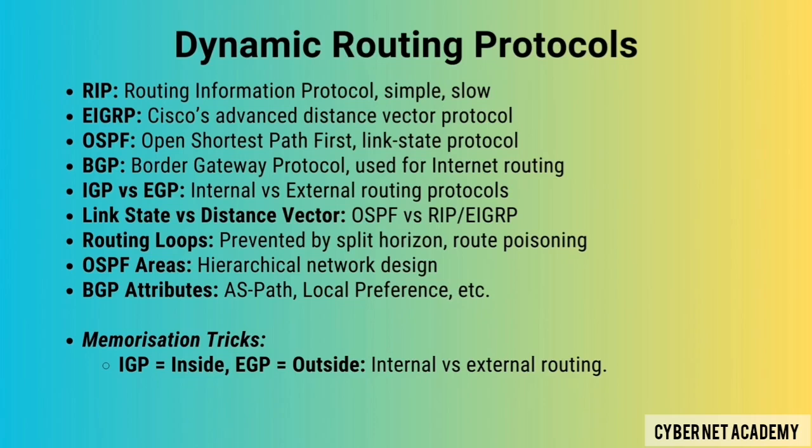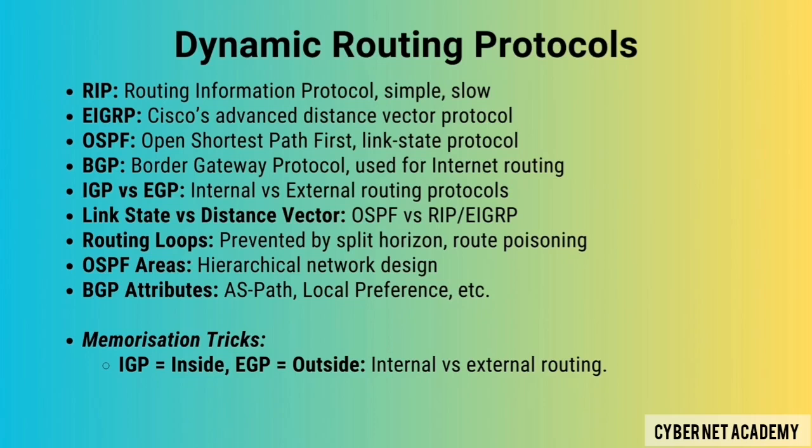We distinguish between interior gateway protocols like RIP, EIGRP, and OSPF, used within an organization, and exterior gateway protocols like BGP, used between organizations. Link state protocols like OSPF have knowledge of the entire network topology, while distance vector protocols like RIP only know the next hop.